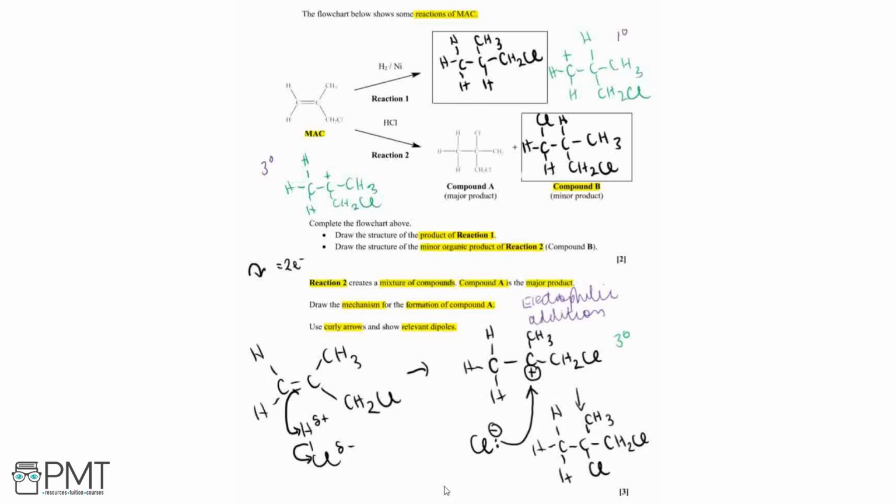And for this question, there was a mark for drawing the first arrow here from the double bond to the hydrogen. The second mark was for drawing the dipole on the HCl and for drawing this second bond here, which was breaking the bond between the hydrogen and the chlorine. And then the third mark was for drawing your curly arrow in this intermediate here, showing that chlorine going to that carbocation overall.